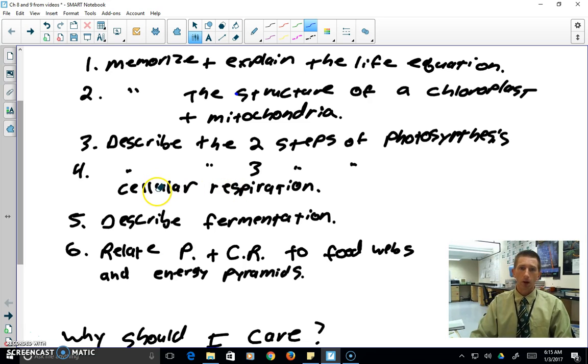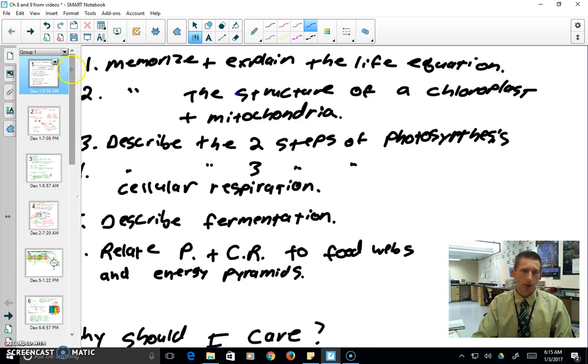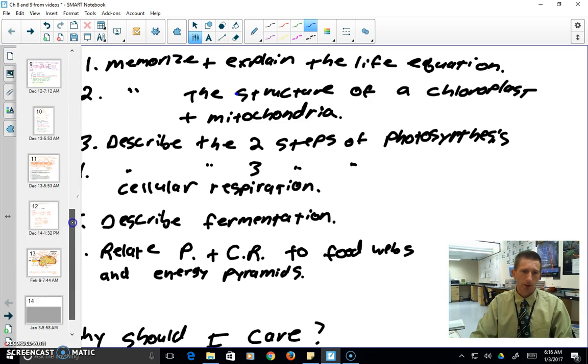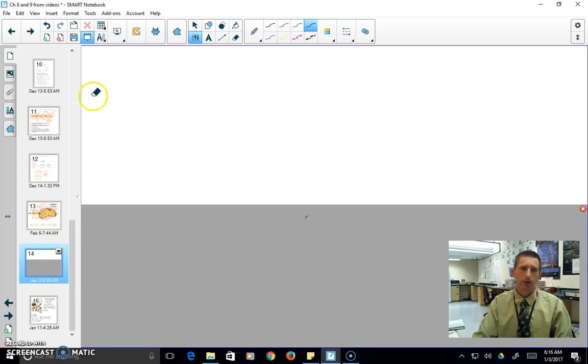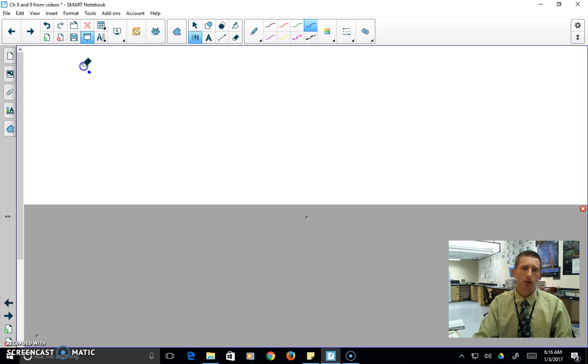So now we are almost done with this unit, and we are on to learning objective number 5, describe fermentation. All right, so I'm going to go ahead and grab a new page. Why don't you go ahead and turn to a new page in your notebook? That just makes the most sense. And go ahead and write down, there it is, fermentation.